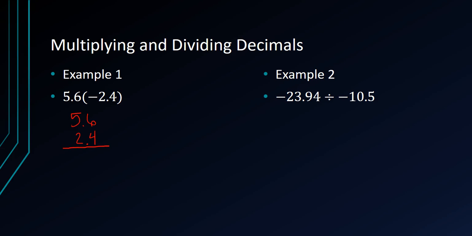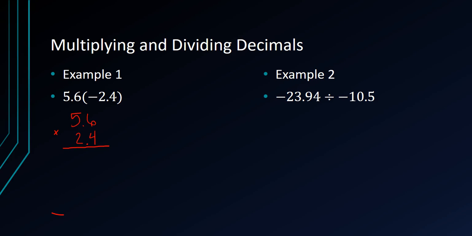Okay, and then we're going to stack them so that we can do multiplication. Now I see this is 5.6 times negative 2.4, so my answer I know is going to be negative, because we have one positive and one negative. Now, it might be a while since you've done long multiplication, but let's just review that quickly.